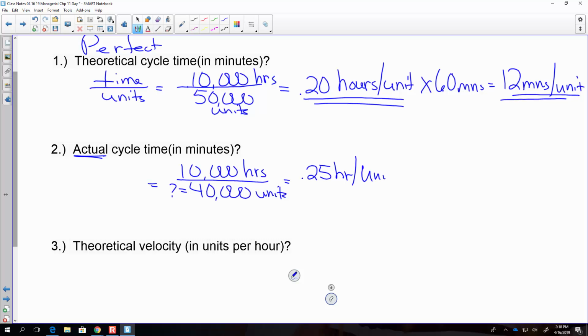I'm going to convert it to minutes. Just like before, we multiply by 60. This is exactly the same answers as our example in exercise 5. So I'm actually at the present time making that unit in 15 minutes. So here's the goal then for our production manager is to move in the direction from 15 to 12. And you could actually give them performance measurements to attain that goal.